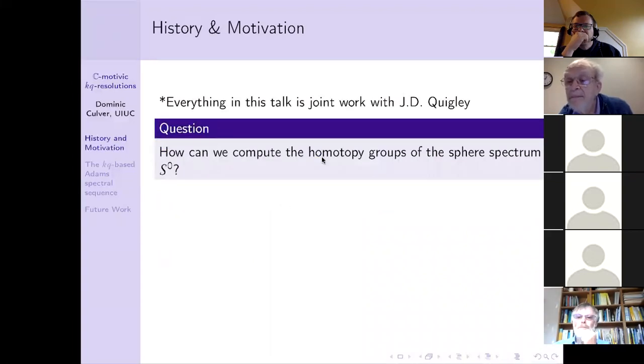First off, I should say everything here is joint work with JD Quigley. Everything I say, I did with him. So anyway, here's a question that probably many of us have thought about at one point or another, which is, how do you compute stable homotopy groups of spheres, right?